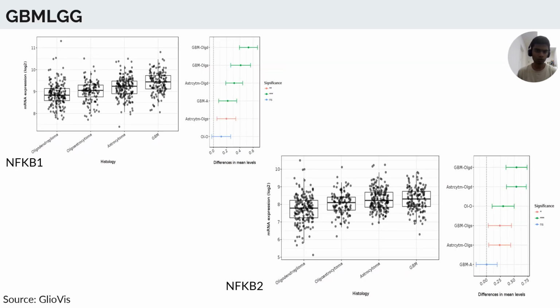This is the combined dataset of GBM and LGG, known as GBM-LGG. Looking at GBM and LGG subtypes, NFkB1 expression in GBM is one of the highest, suggesting that NFkB1 is more expressed in this dataset. NFkB2 has a lower expression trend in oligodendrogliomas, while GBM is one of its highest expression, both showing a consistency of GBM being one of their higher expressing data plots. Now, how does this expression affect other factors?